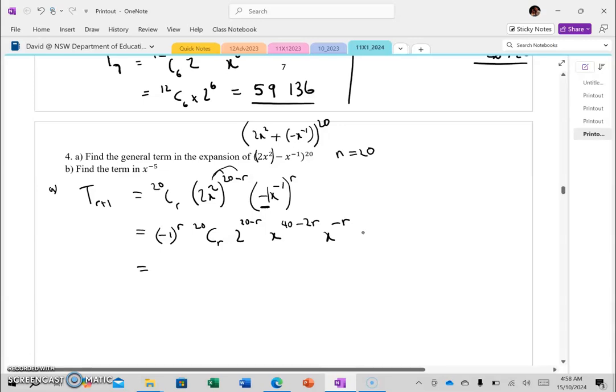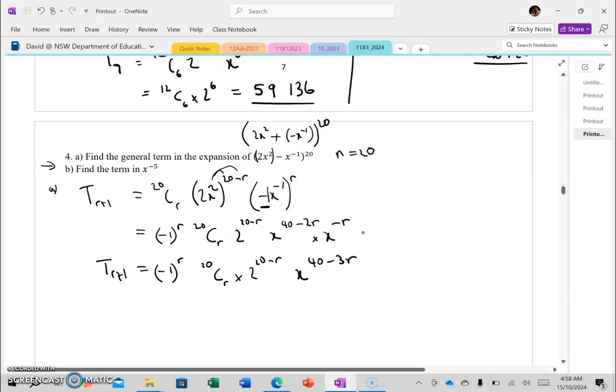Okay, so let's keep simplifying. So that's negative 1 to the r, 20Cr times 2 to the 20 minus r. Index law for the back, so we combine, so we've only got one x term. That'll be x to the 40 minus 3r. So that's the general term. Once you've got that, you can pick out a term in any particular power.